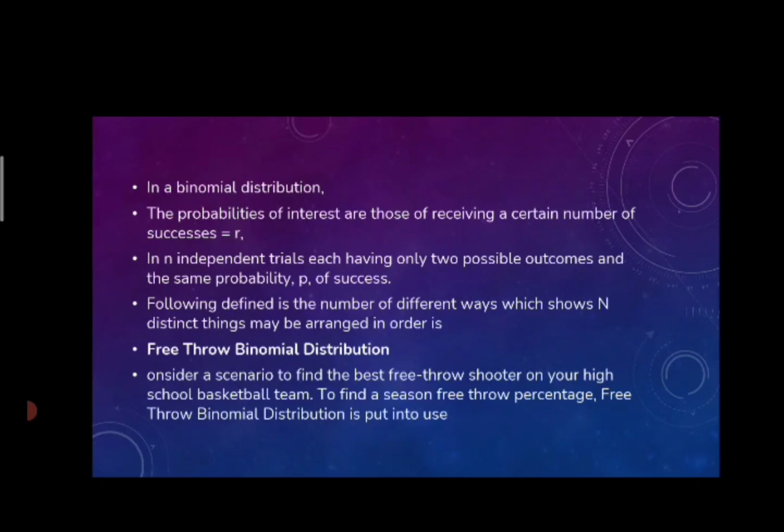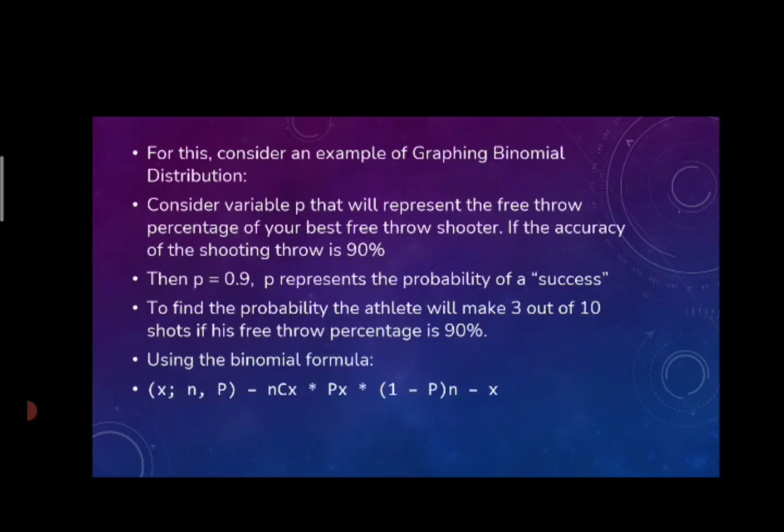Free throw binomial distribution. Consider a scenario to find the best free throw shooter on your high school basketball team. To find a season free throw percentage, the free throw binomial distribution is put into use. For this, consider an example of graphing a binomial distribution. Consider variable p that will represent the free throw percentage of your best free throw shooter. If the accuracy of the shooting is 90%, then p is equal to 0.9. P represents the probability of a success.